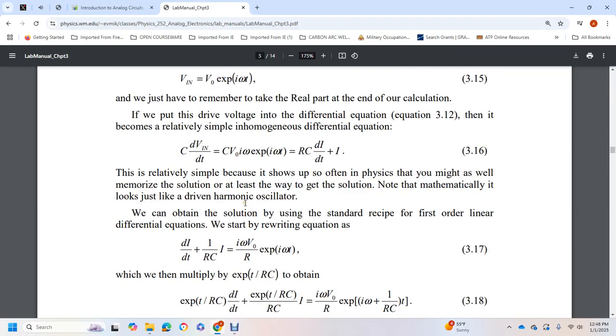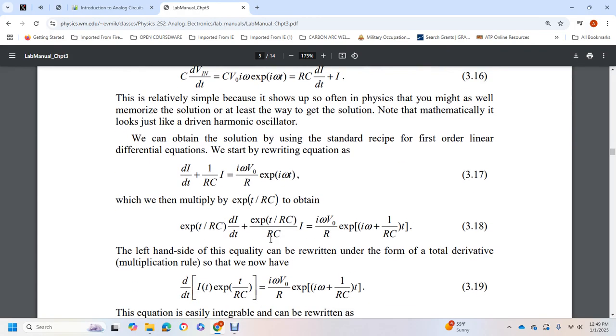It is relatively simple because in physics it is often solved with a memorized solution, though there are other ways to get to the solution. Note that mathematically it looks like a driven harmonic oscillator. We give it the same standard recipe for a first order linear differential equation: rewriting the equation, then multiplying the equation by the integrating factor.